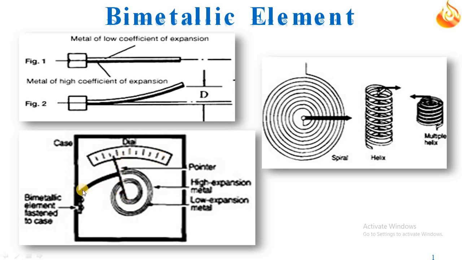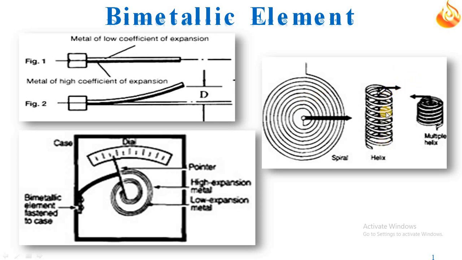If we keep this instrument in the environment whose temperature is to be measured, then based on the temperature of that environment, this bimetallic strip will start to unwind, and this unwinding motion will be given to the pointer, and thus the pointer will show the deflection. So with the help of this scale we can measure the temperature of that environment. Similarly, we can see here, this is the spiral type bimetallic thermometer.